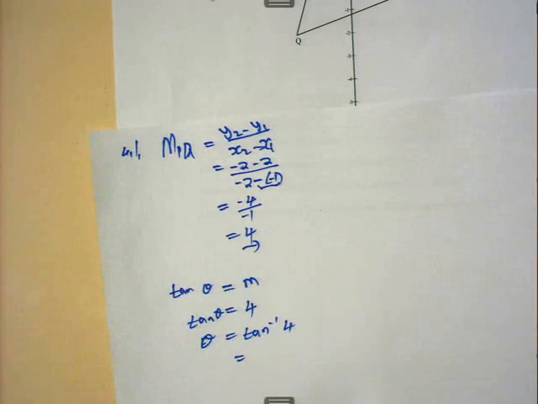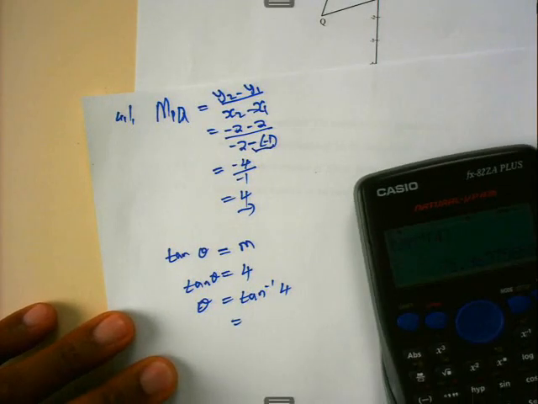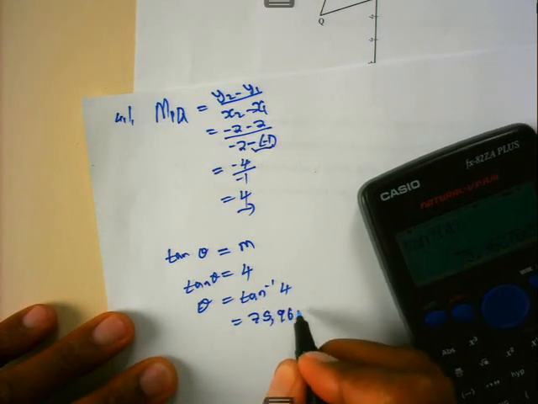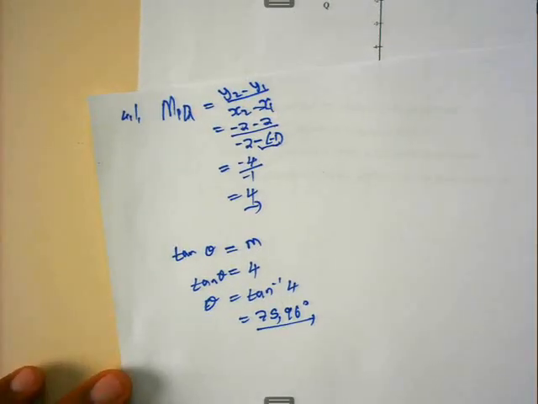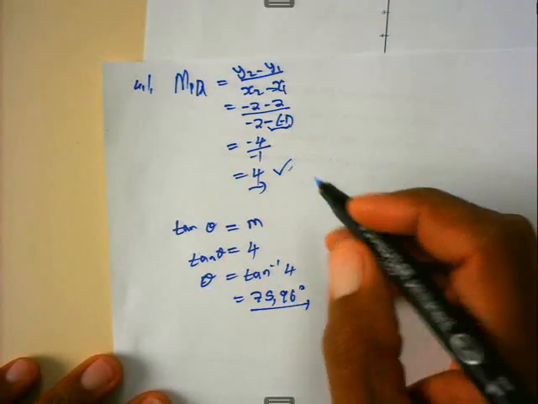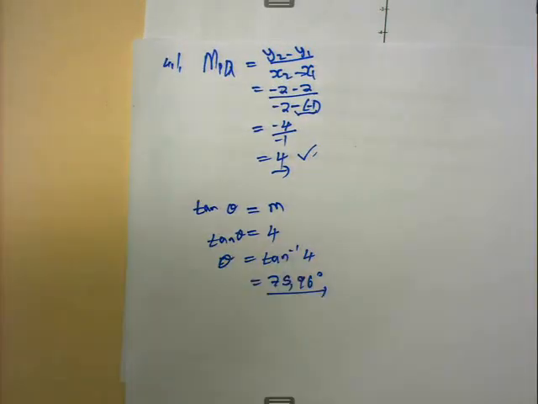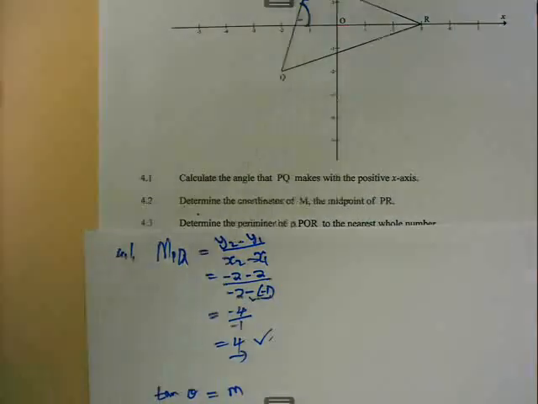Now, what is the answer on this one? Of course, you can use your calculator on this one. Then we have the inverse of tan of positive 4. Then our answer there is 75,96 degrees. Of course, it's very important: the gradient is positive. If the gradient is positive, it means we are expecting to get an angle which is less than 90. Of course, that is the first question there.